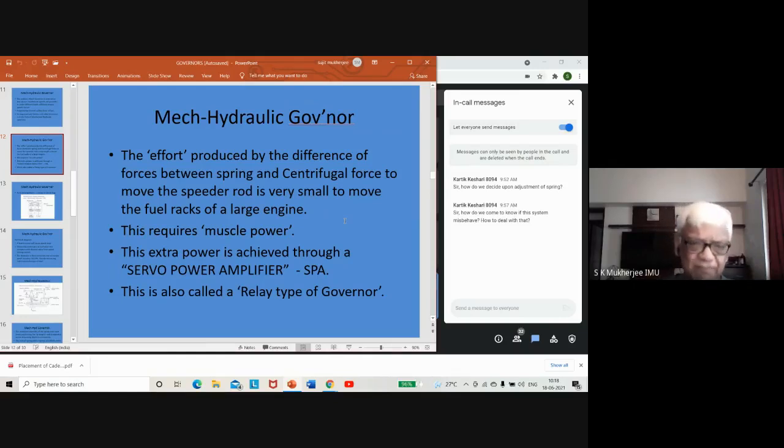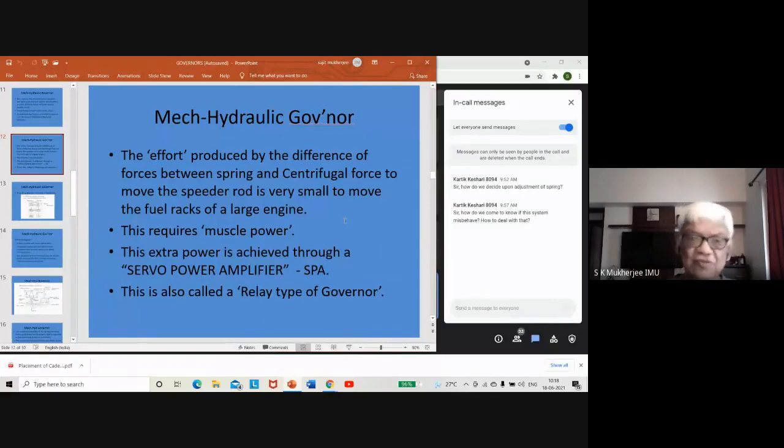You don't have the muscle power, but you have the brain power. So you use your brains to tell the slave to do this. So he uses his muscle power to do a heavy job. The same thing with the governor. When that fuel lever moves, it moves with a very small force. And this force is called the effort. Effort of the governor. It is the difference in the force between the spring and the centrifugal force of the flyweight. If there is no difference, it means there is no effort.